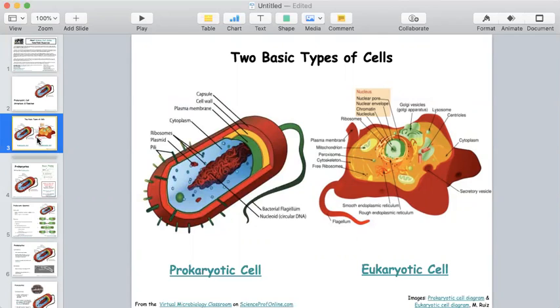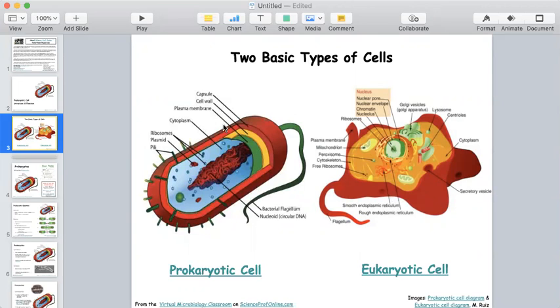It's a lot less complex than the eukaryotic cell. We know that the eukaryotic cell possesses a number of different structures and features that we do not find in the prokaryotic cell. So the nucleus, the endoplasmic reticulum, all of these membrane-bound structures or organelles that originated from membranes are going to be present in a eukaryotic cell, but we won't find those in a prokaryotic cell.